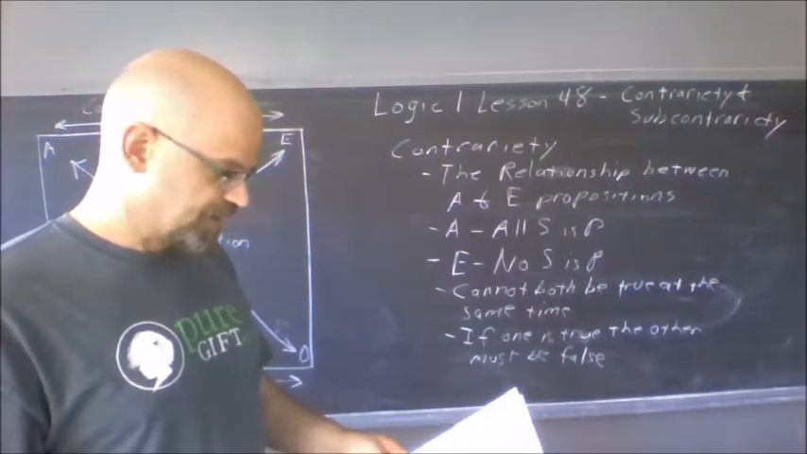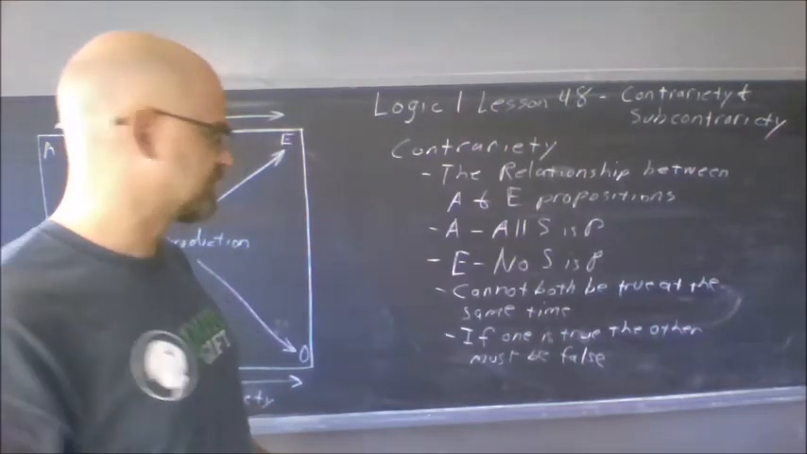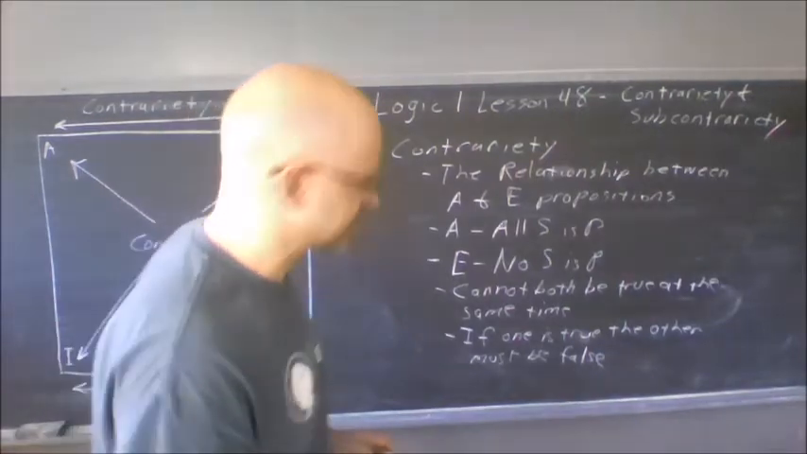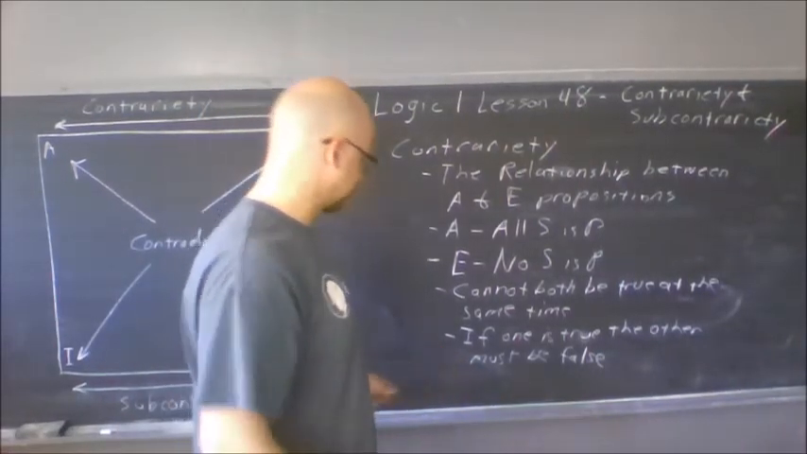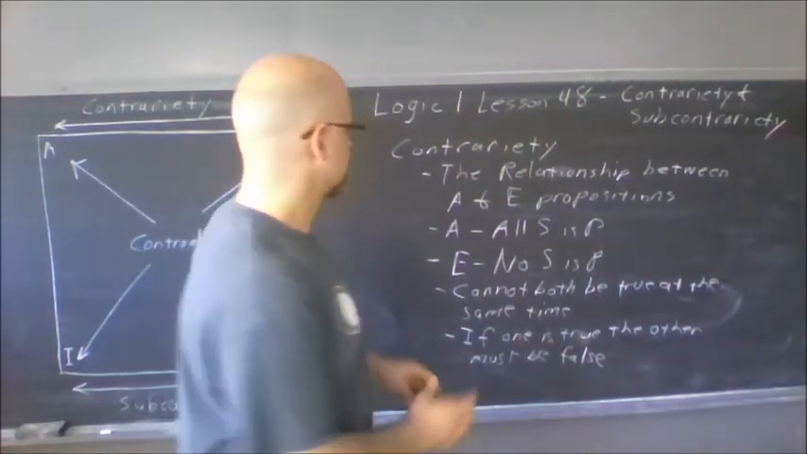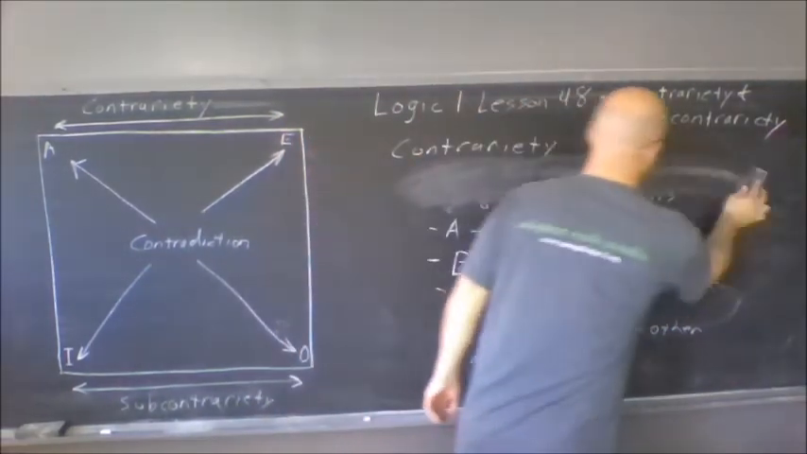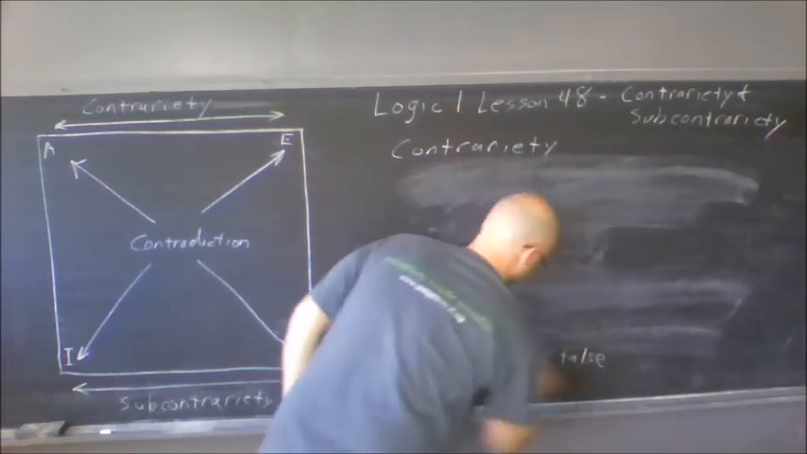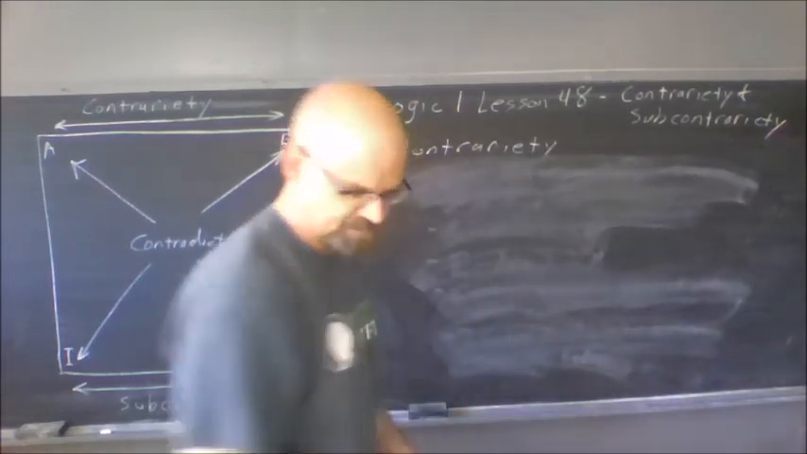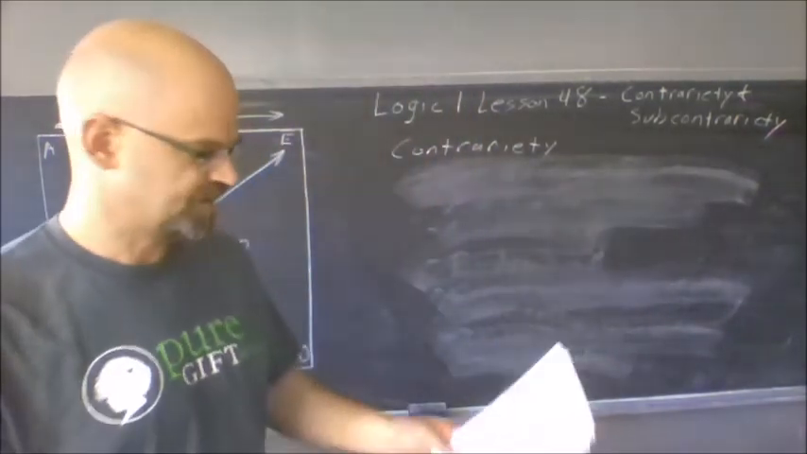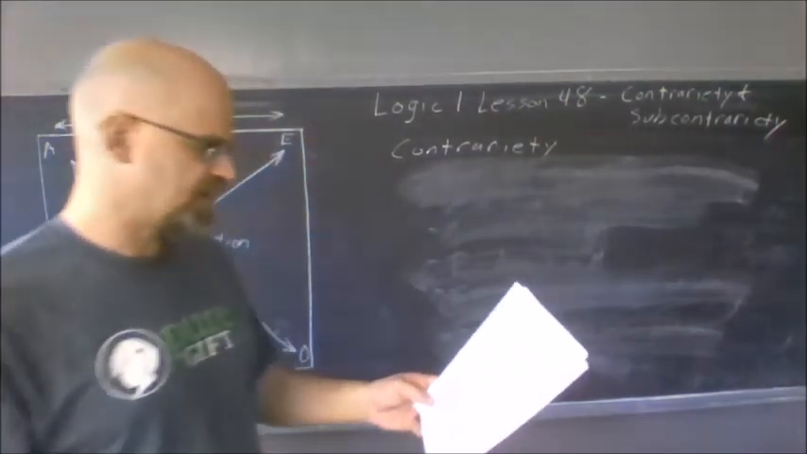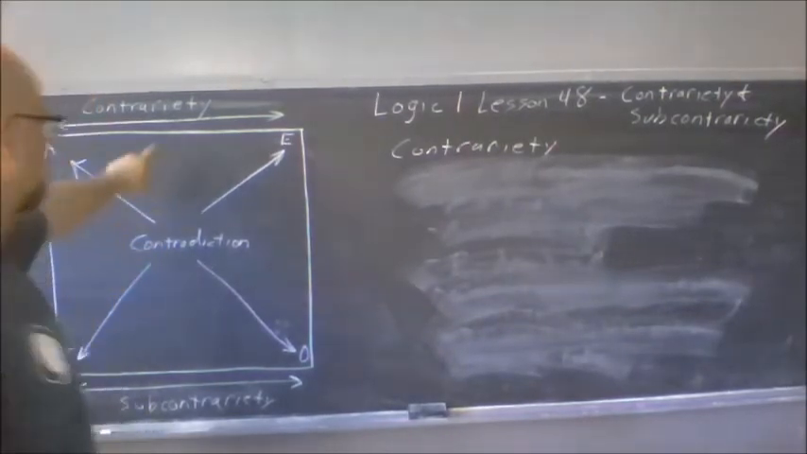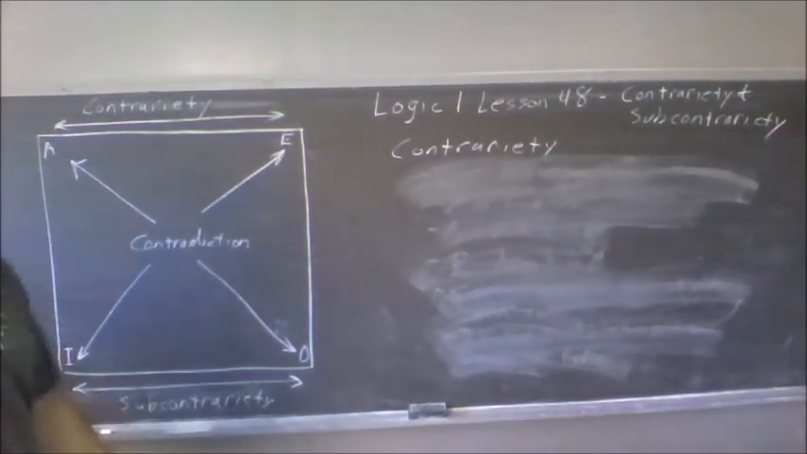Anyway, if one is true, the other must be false. That's a very important part of understanding contrariety. Again, very similar to contradiction. Okay? However, there's a difference between contrariety and contradiction. And I'm going to erase this so I can write a little more. There is a significant difference between contrariety and contradiction. Remember, this is contradiction, but up top we have contrariety.